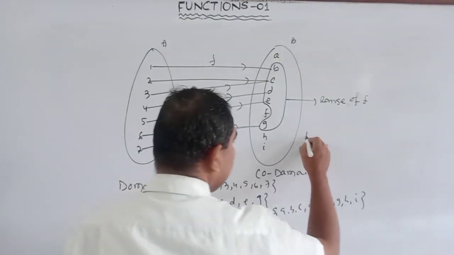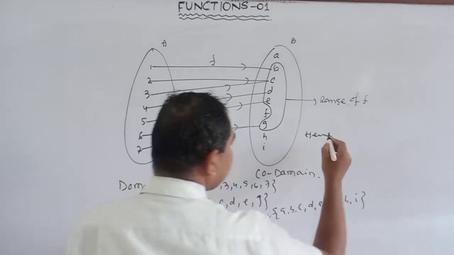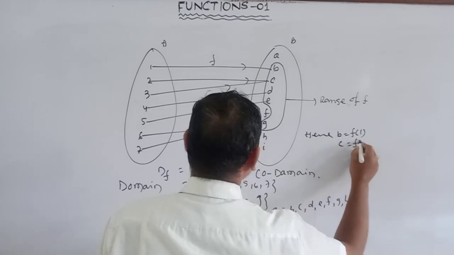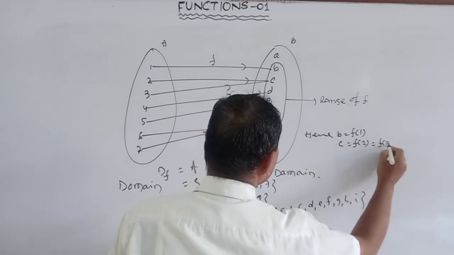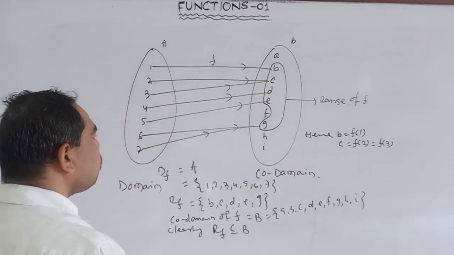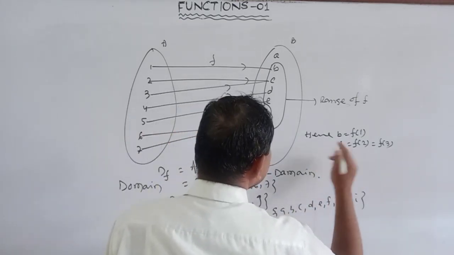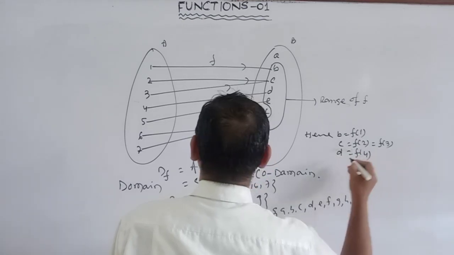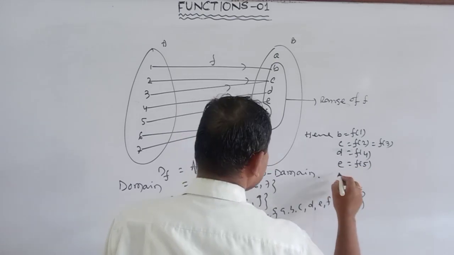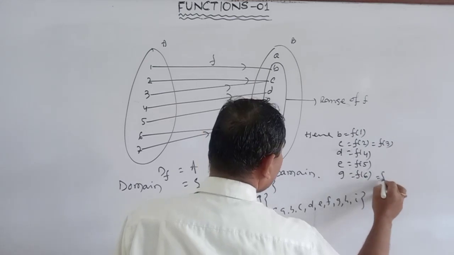Okay, so here f of 1 is B, f of 2 is equal to f of 3, which is C. That means f of 2 is C, f of 3 is also C. f of 4 is D, f of 5 is E, and f of 6 and f of 7 are G.